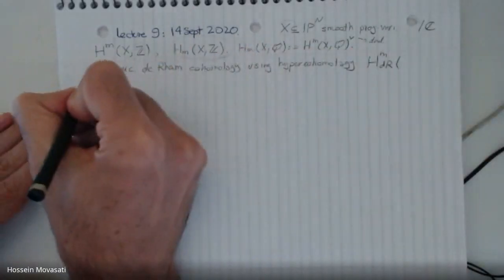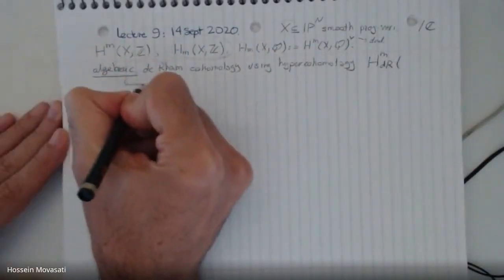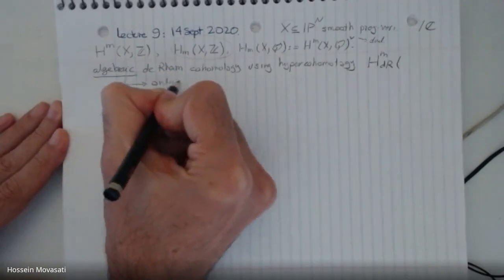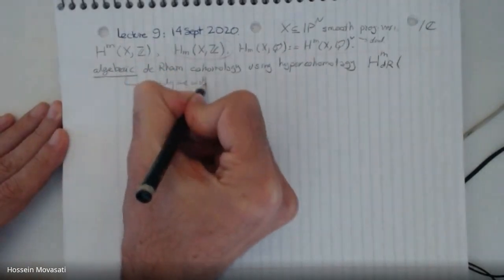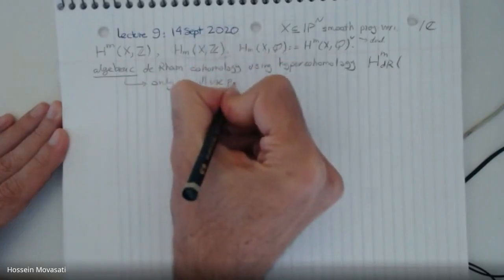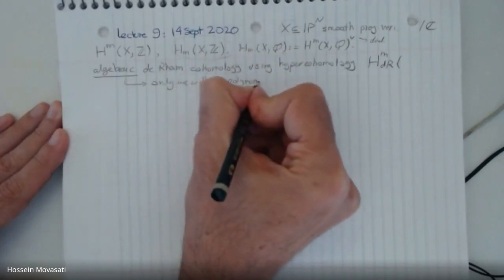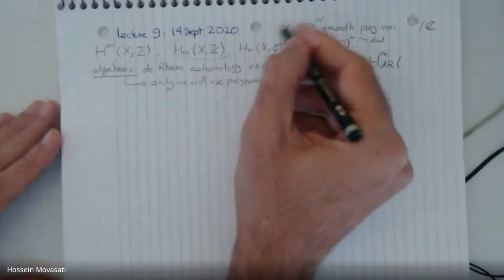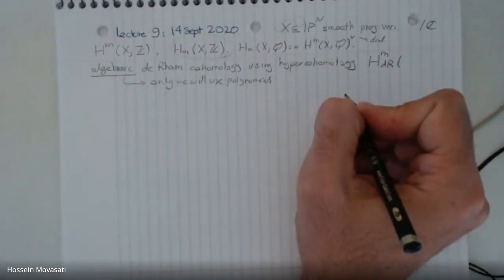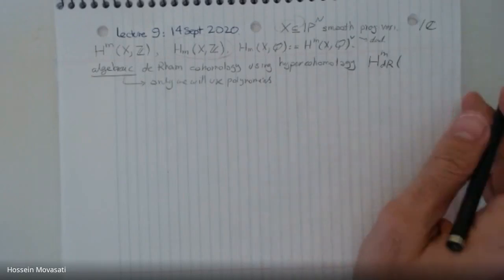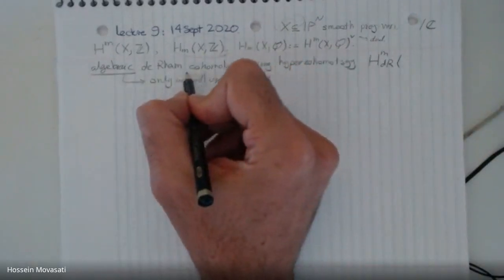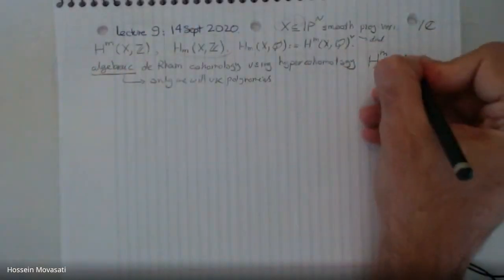So first of all, it is algebraic in the sense that we will only use polynomials. At the end of the day, X is a zero set of polynomials, and so we construct this using polynomials. There is no C infinity function involved, and that's actually the fun of this de Rham cohomology.